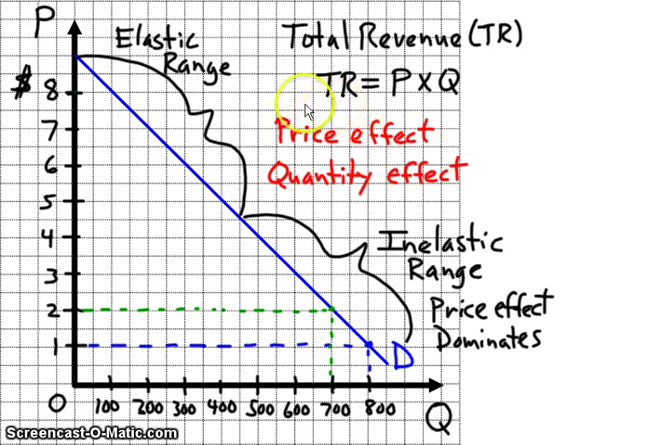Total revenue can change, become bigger or smaller, because either the price increases or decreases, or the quantity increases or decreases. So when the change in price carries a greater impact than the change in the quantity, it causes total revenue to change in the same direction as the price. We say that the price effect dominates. When the change in quantity affects total revenue more than the change in the price, then we say the quantity effect dominates.